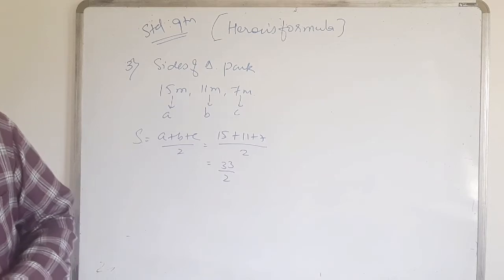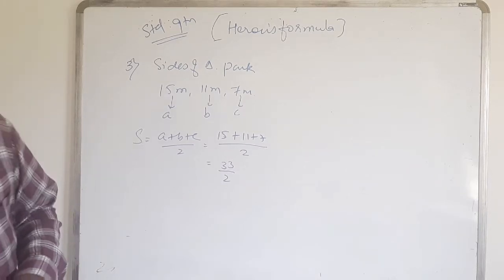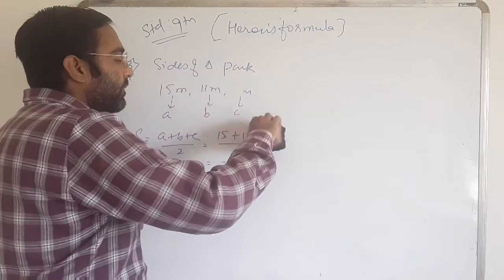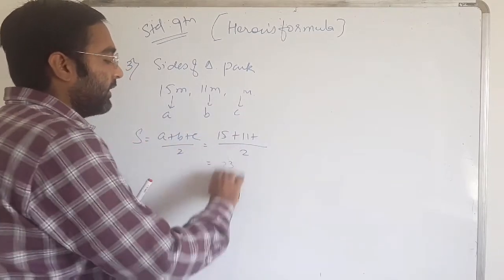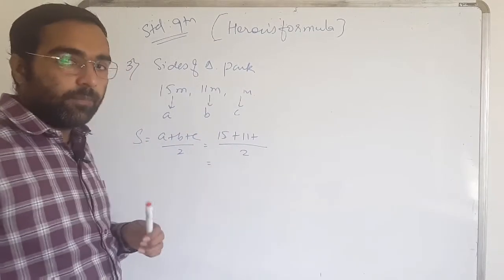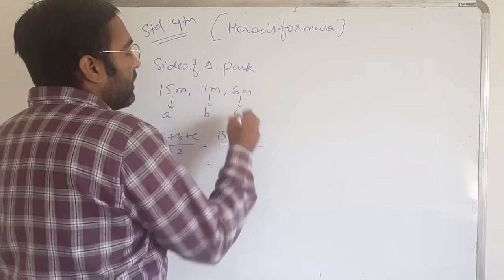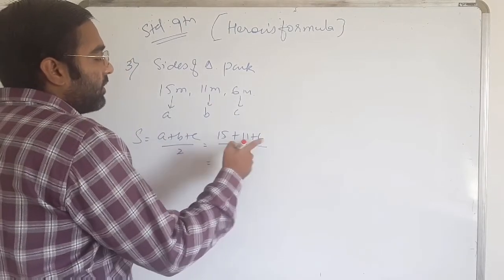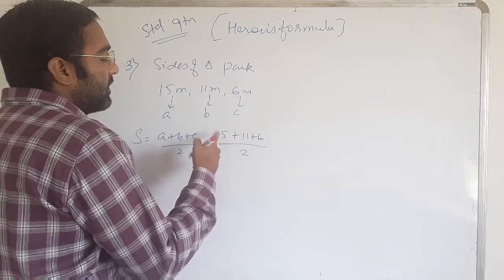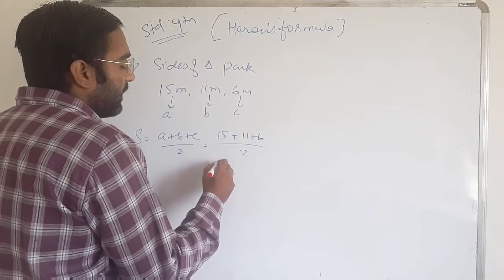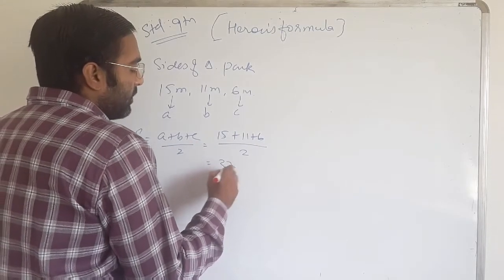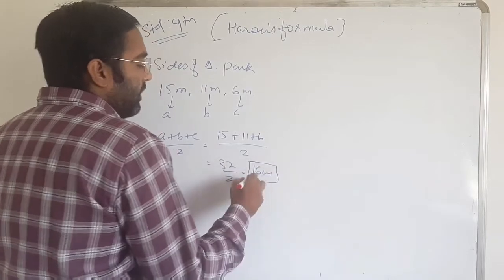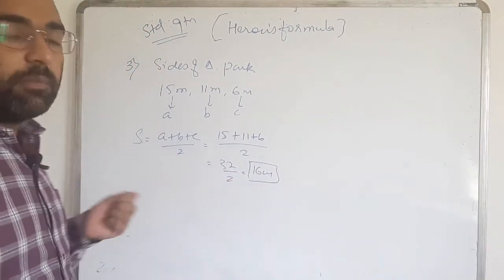Sorry, the sides are given as 15 meter, 11 meter and 6 meter. That is my mistake, so I'll clear that. So 6 plus 1 is 7, 7 plus 5 is 12, 22, that is 32 by 2, that is 16 meter. Okay, my semi perimeter is 16 meter.